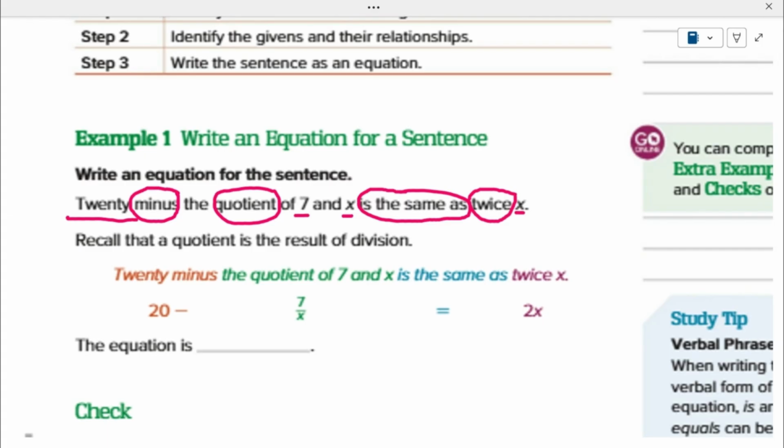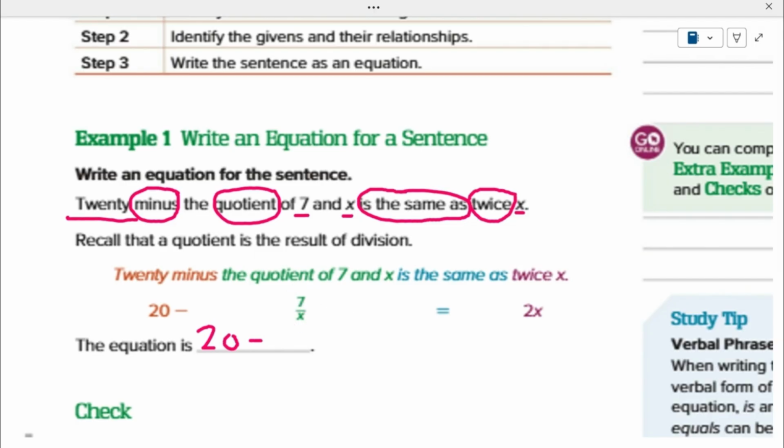You can either follow their color coding or you can follow my underlines and circles. Where it says 20 minus, that's where I'd start writing it out. So I have 20, and then obviously minus is subtraction. That one's pretty easy. Quotient of 7 and x. If you're not familiar with quotient, that actually is talking about division. And we went over this in the introduction video, but we don't write division with the division symbol anymore. We write it like a fraction now. So that little fraction bar right here is representing division.